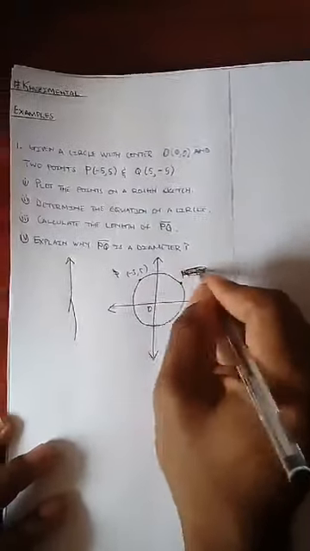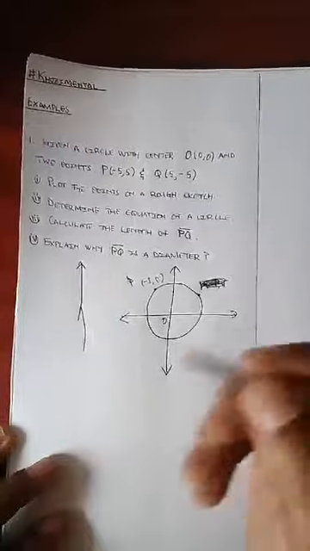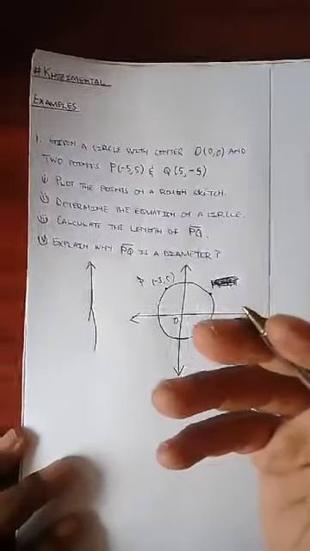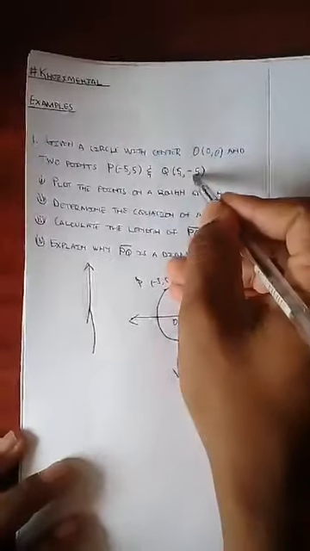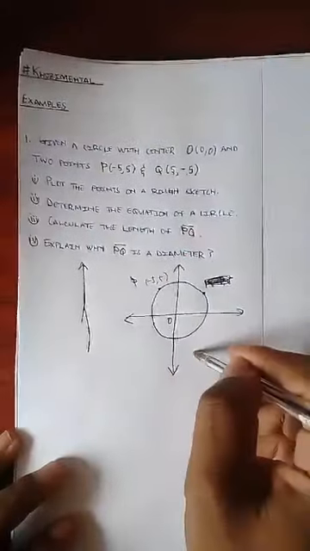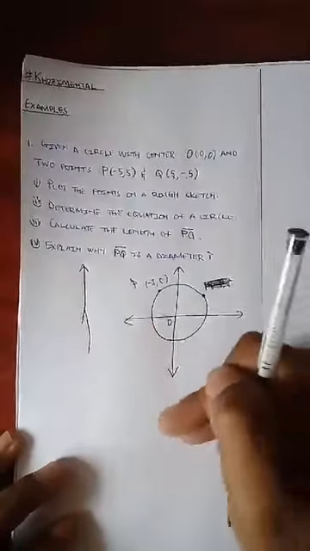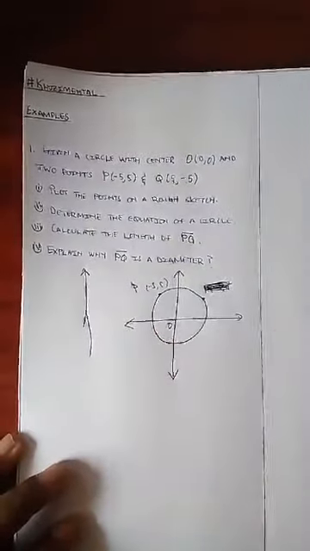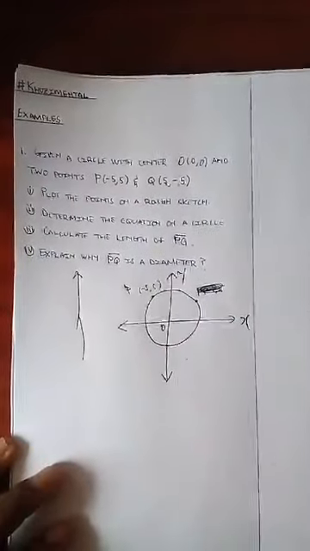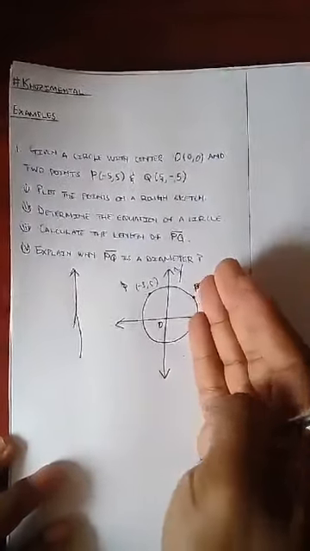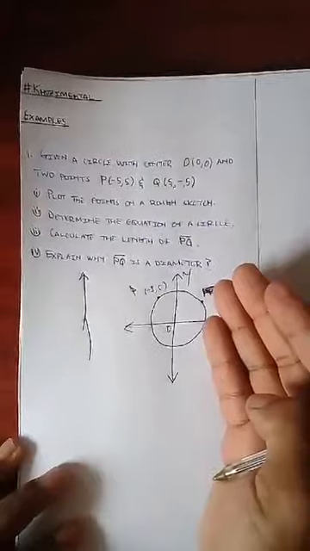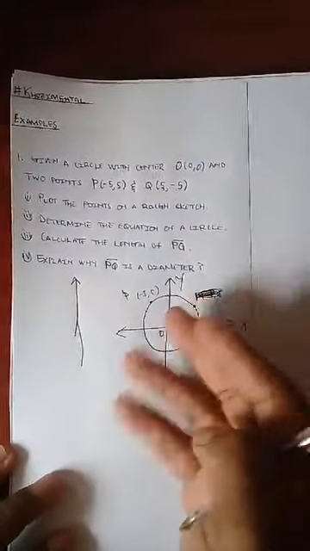Okay. And then Q is 5 and minus 5. So X is 5. Y is minus 5. So Y is minus 5, this side of the Cartesian coordinate. And X is negative this side.